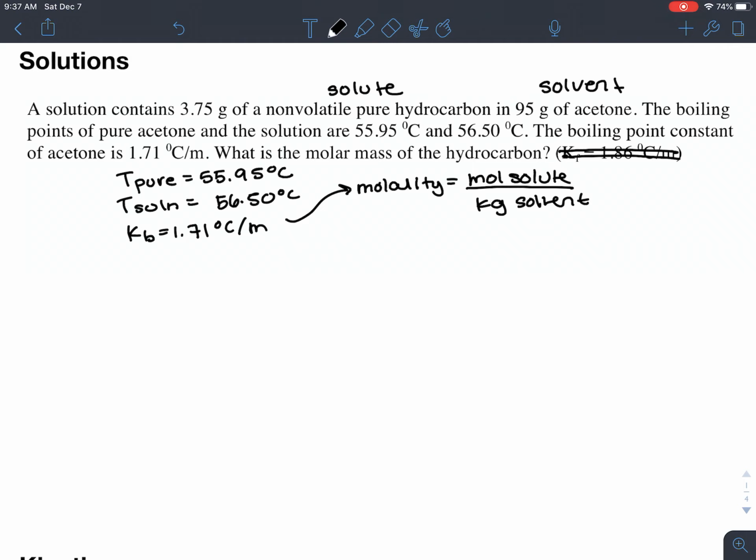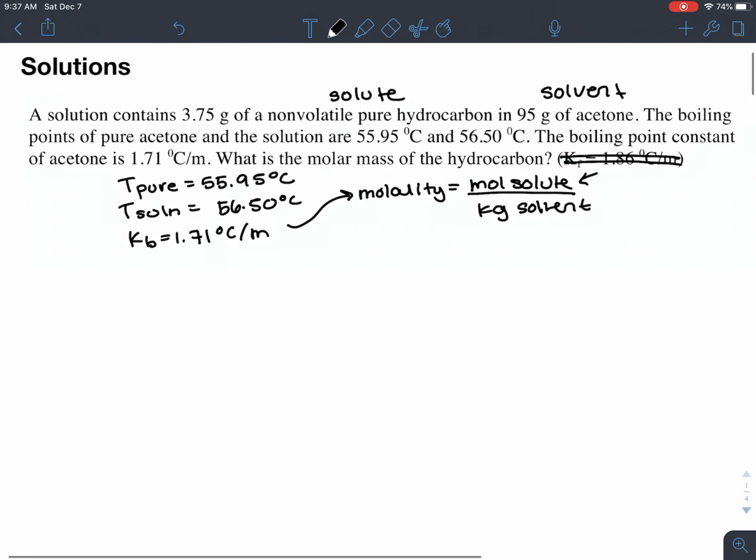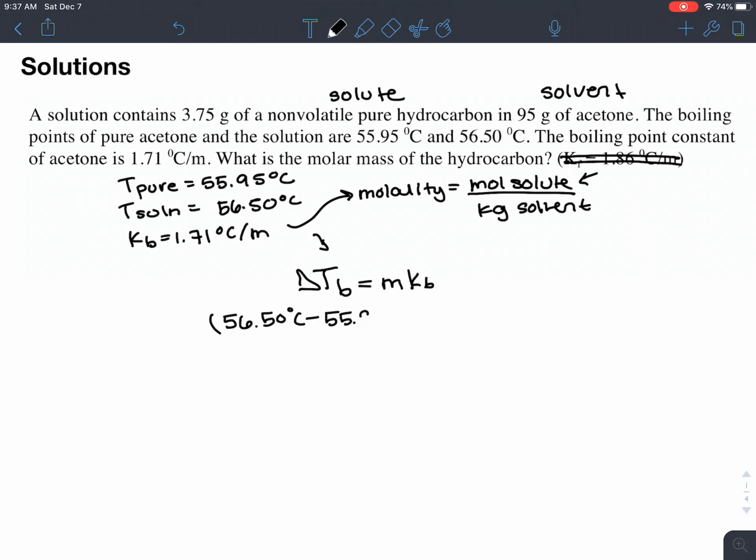Well, you want to know the molar mass of your solute. So if you think of all the factors that you're given, the only equation that at first makes sense to use is the boiling point elevation. My delta Tb is going to be the solution, that's the elevated temperature, minus the pure boiling point temperature. And that will equal my m, because I don't know my m, times Kb.